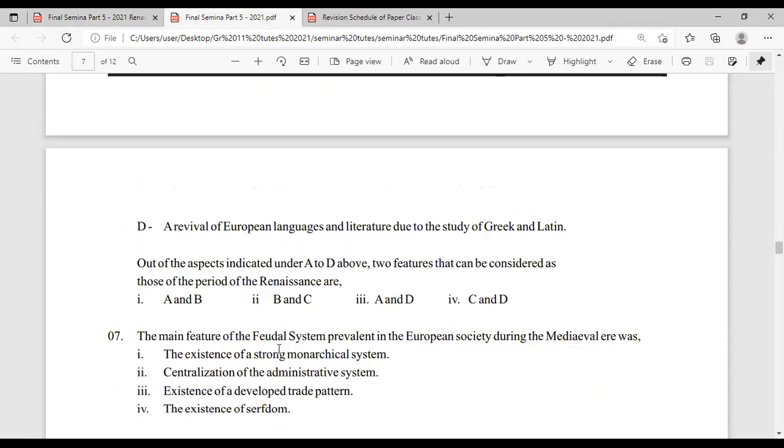Question 7. The main features of the feudal system. This is also out of syllabus. The feudal system is not in the syllabus now. This is 2009. The main feature of the feudal system prevalent in European society during the medieval era was the existence of a strong monarchical system, centralization of the administrative system, existence of developed trade patterns, the existence of serfdom. If you know this answer, that means you very well understood what I taught today. Though this is out of syllabus, see if you can give the correct answer for this one.